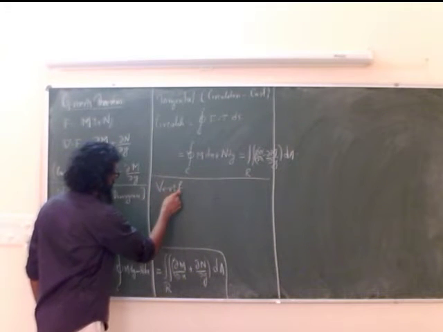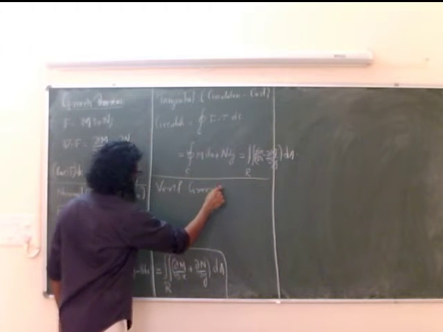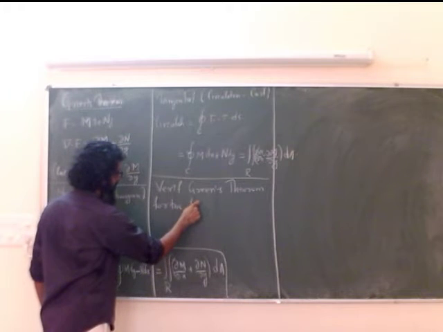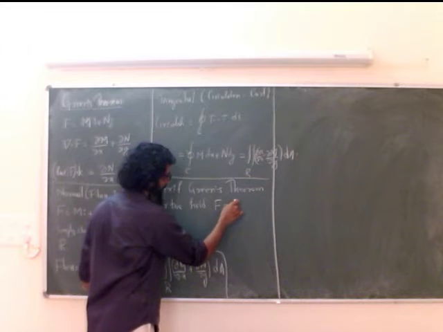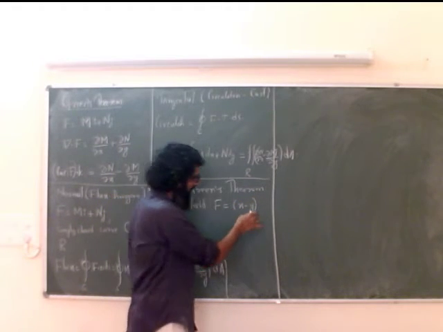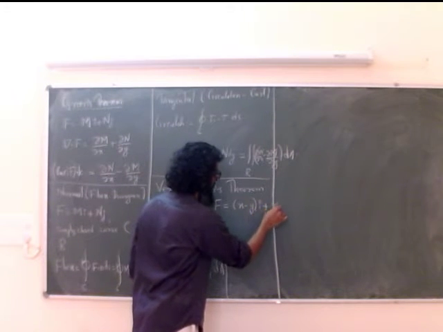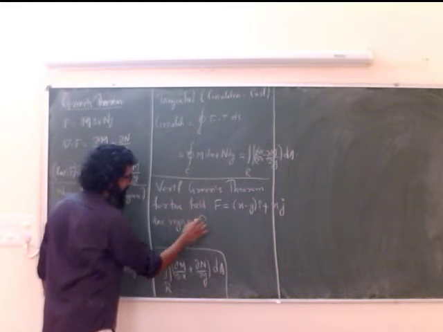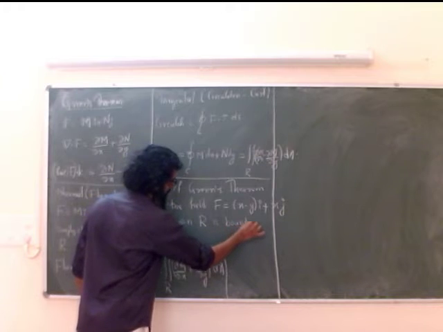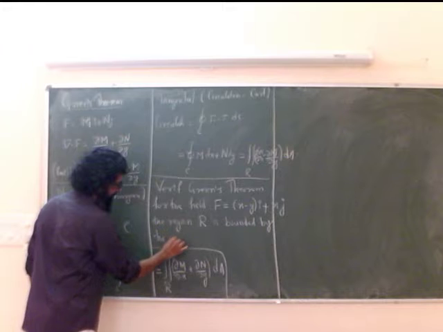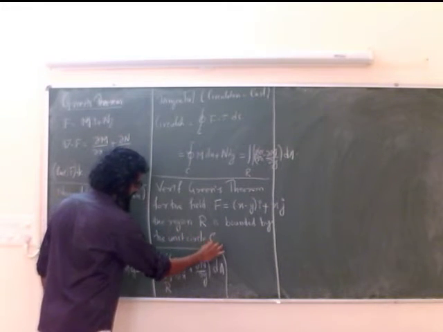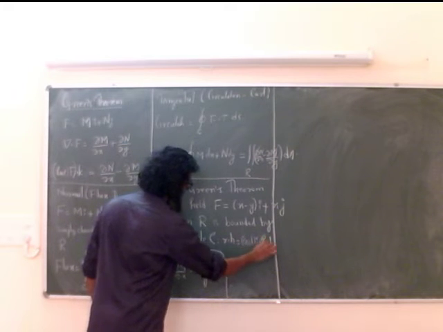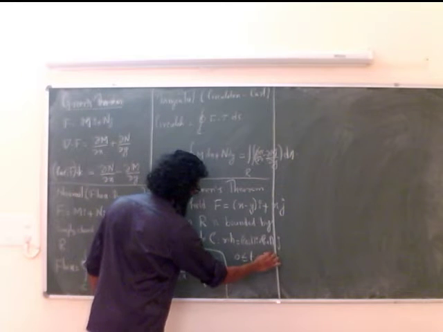Verify Green's theorem for the field F is equal to (x minus y) i plus x j, the region R is bounded by the unit circle C. It's given as r(t) is equal to cos t i plus sin t j, 0 less than or equal to t less than or equal to 2 pi.